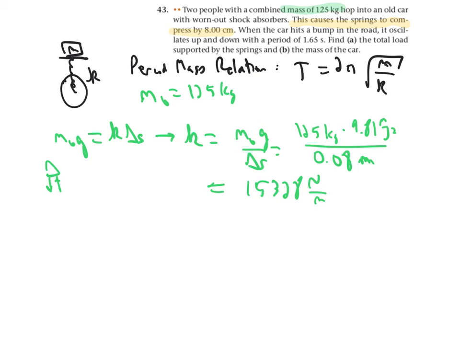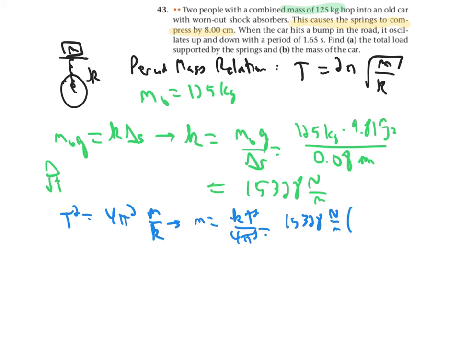And now we can go back and figure out the total mass of the weights on the spring. So using the period relation, we can say T squared is 4 pi squared m over k, so that m is k T squared over 4 pi squared. So it's 15,328 newtons per meter times 1.65 seconds all squared over 4 pi squared.